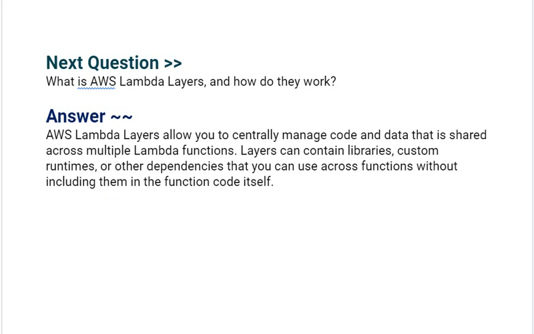Our next interview question is: what are AWS Lambda layers and how do they work? Your answer should be: AWS Lambda layers allow you to centrally manage code and data that is shared across multiple Lambda functions. Layers can contain libraries, custom runtimes, or other dependencies that you can use across functions without including them in the function code itself.